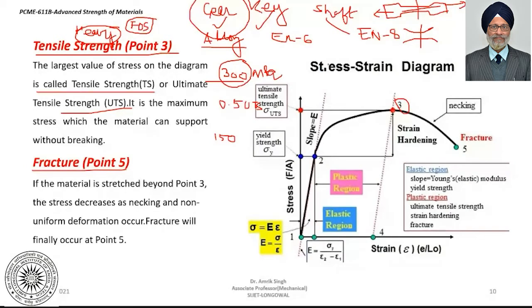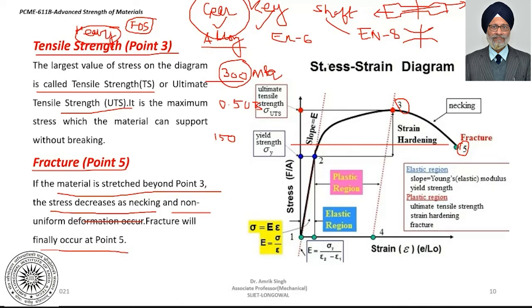So when we apply the ultimate tensile stress at D, the material is yielding, it is in strain hardening, so the stress goes down and the fracture takes place. So at fracture, the part can take only this much of the stress. That is the meaning of it. So fracture: the material is stressed beyond point 3, the stress decreases as necking and non-uniform deformation occur. The fracture will finally occur at point 5.